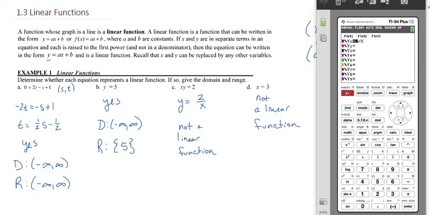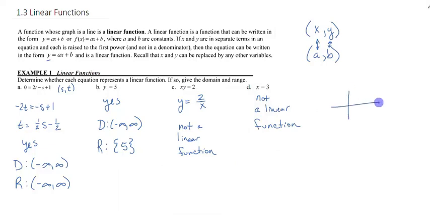If you were to graph this, you would have just a rough sketch here, you would have a vertical line like this, and guess what? It doesn't pass the vertical line test in order to be a function. So if it's not a function, it can't be more specifically a linear function either.